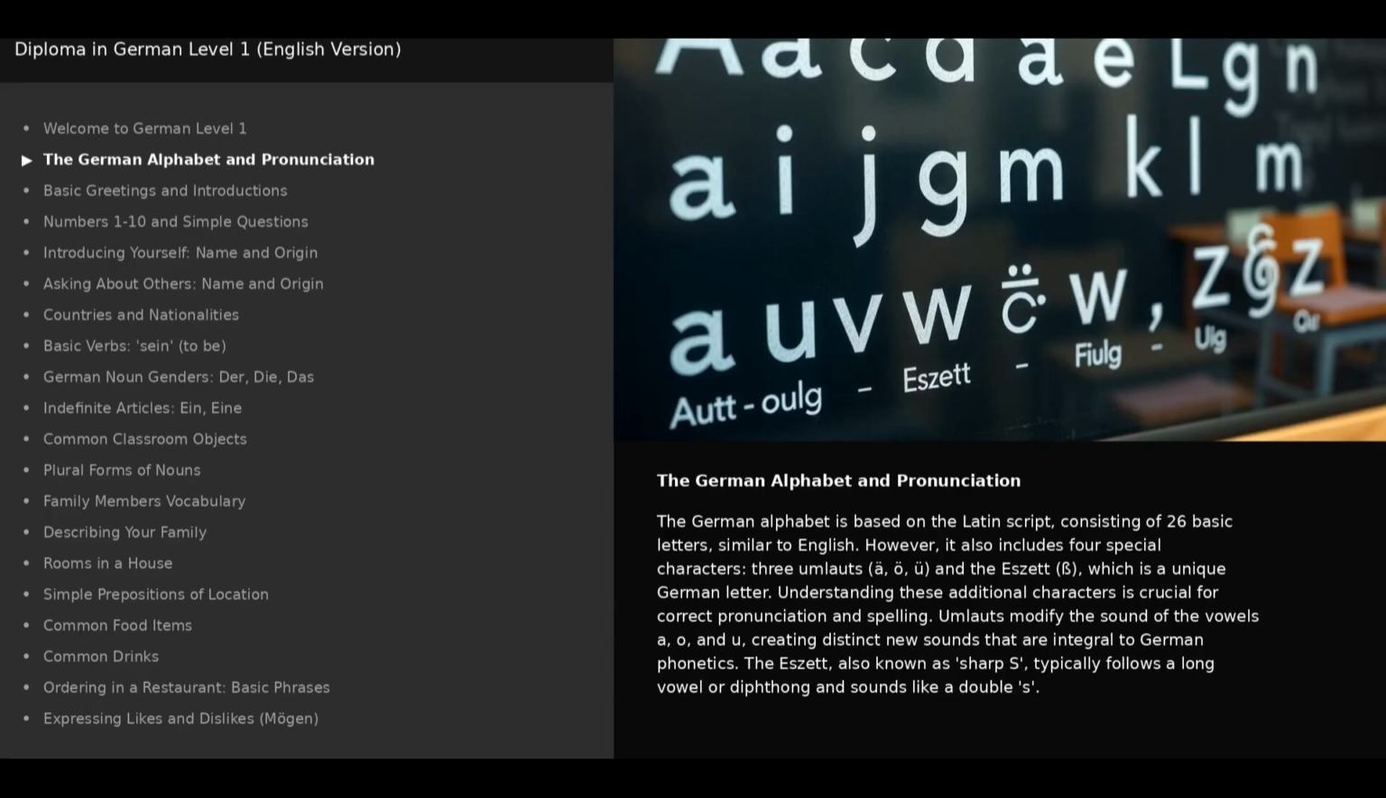Umlauts modify the sound of the vowels A, O, and U, creating distinct new sounds that are integral to German phonetics. The ß, also known as sharp S, typically follows a long vowel or diphthong and sounds like a double S.